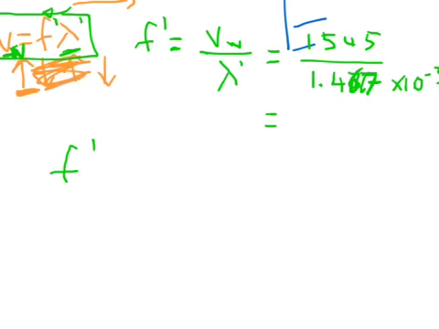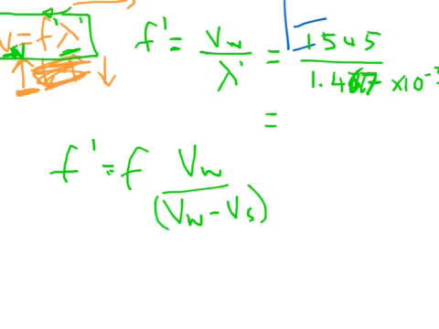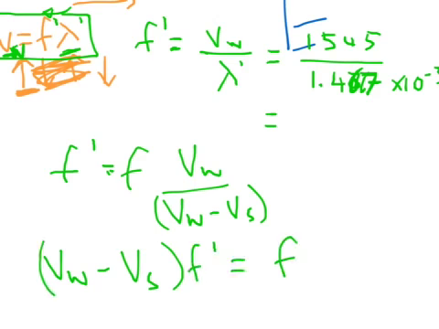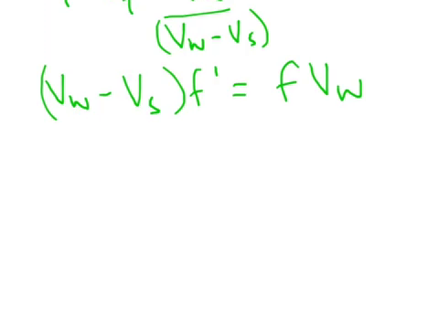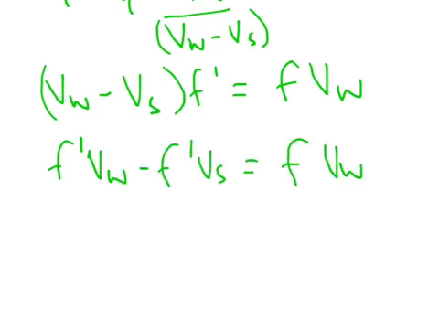We've got the formula F dash equals F times velocity of the wave over velocity of the wave minus velocity of the source. Remember, we just explained why it was minus. We want to get Vs by itself, so the only way to do that is multiply both sides by these bottom brackets, so that we can get it off the bottom. So Vw minus Vs, times F dash, equals F Vw. Expanding this out gives F dash Vw minus F dash Vs equals F Vw.